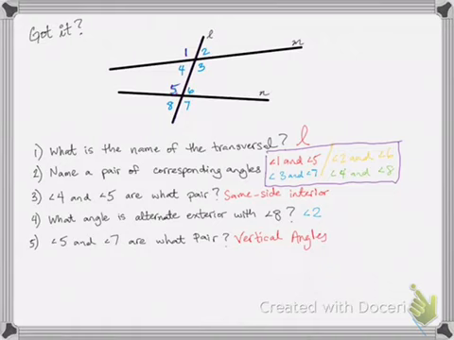What angle is alternate exterior with angle 8? Well, angle 8 and looks like angle 2 over here would be alternate exteriors. And then angle 5 and 7 are what kind of pair? Tried to trick you here. Angle 5 and 7 are vertical angles. Those guys never go away. You always got to deal with vertical angles and linear pairs.